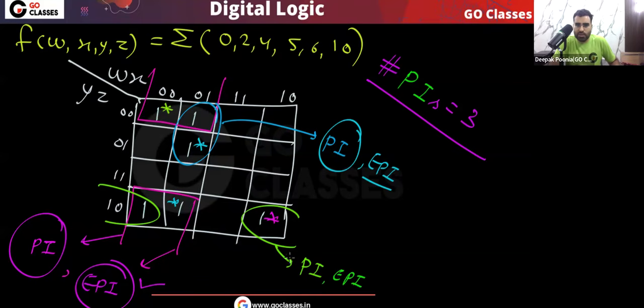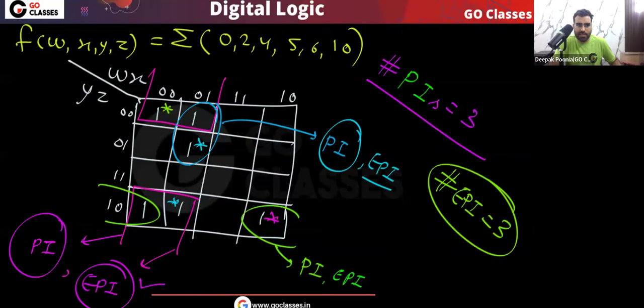Okay, so that's it. So total how many EPI do we have? Total 3 EPI. Actually, every PI is EPI here. For this function, every PI is EPI. So the number of EPI is 3, the number of PI is 3. And also remember, all the EPI are collectively covering all the one cells. So in this situation, when all the EPI collectively cover all the one cells, then we will get a unique minimal SOP expression. So for this function, if you write the minimal SOP, then that will be unique.